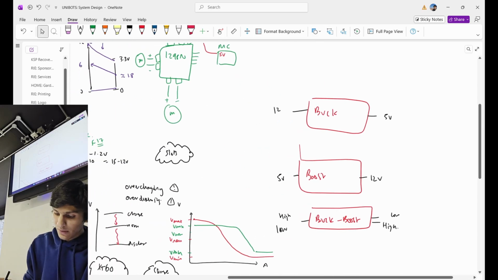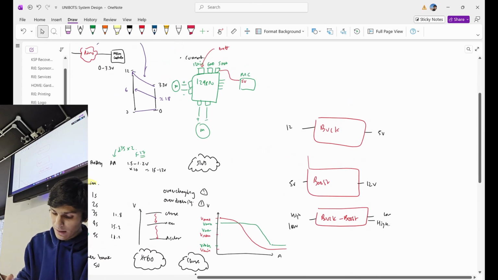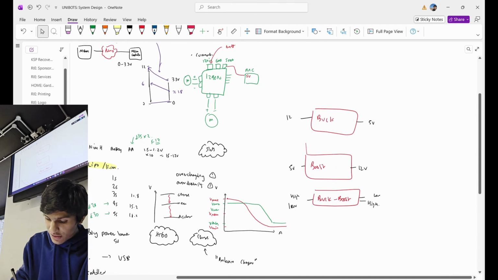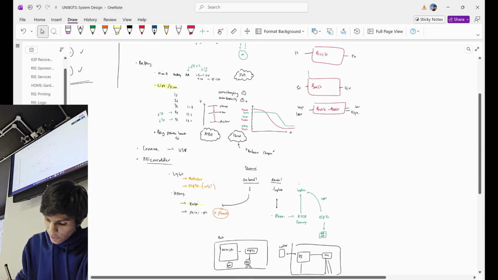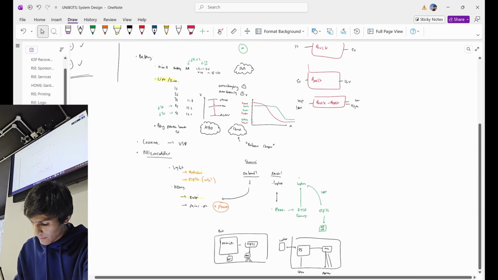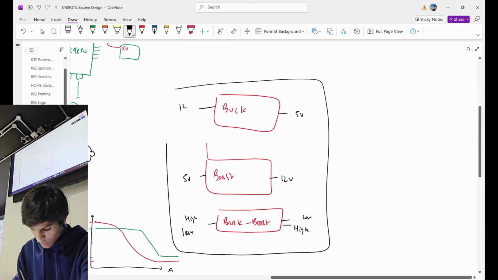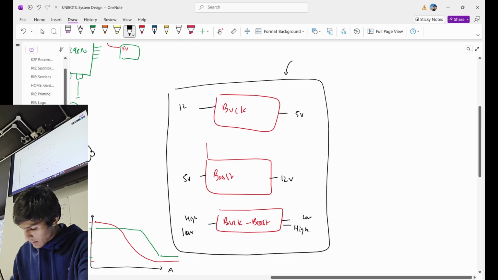This lets you bring in a high voltage signal and bring it down to a low voltage, and it also lets you bring a low voltage signal up to a high voltage. So you can do high to low or low to high. These op amps, by the way.